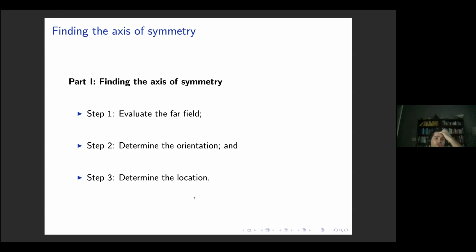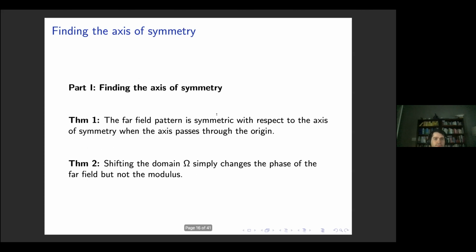So to find the axis of symmetry, we have a three-step procedure. Pretty much we evaluate the far fields: we get the measurements of the field, and we turn those measurements into far fields. Then we use the far fields and some properties regarding invariance over translation to find the direction. And later, after we find the direction, we find the location of the center of the obstacle.